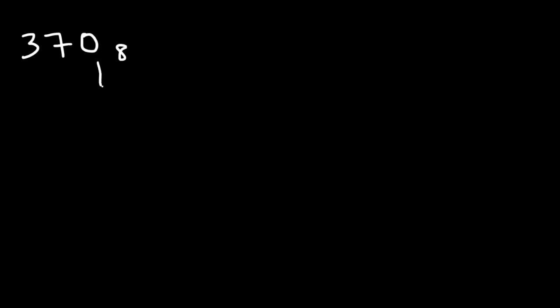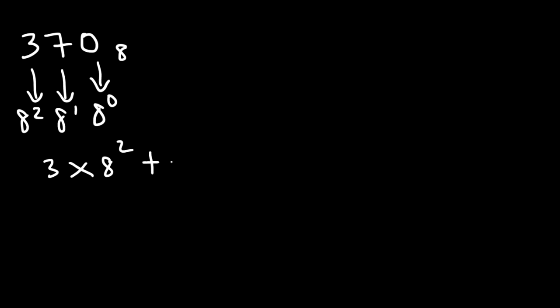So what we're going to do is multiply the 0 by 8 to the 0 power, and then multiply the 7 by 8 to the first power, and the 3 by 8 to the second power. And we're going to add up all these numbers. So this is going to be 3 times 8 squared plus 7 times 8 to the first power plus 0 times 8 to the 0 power.